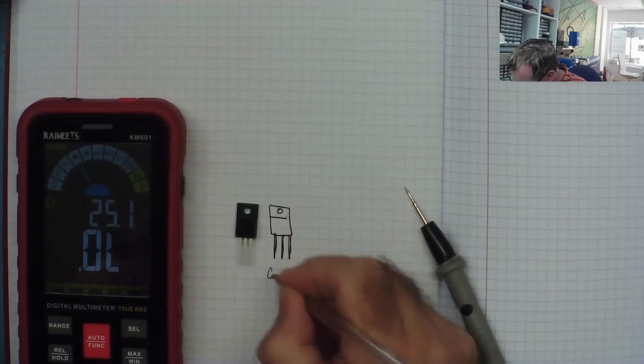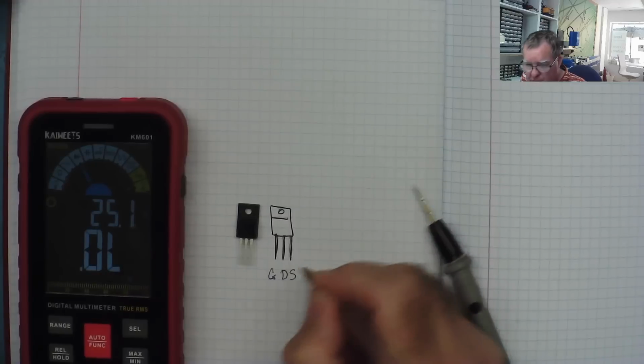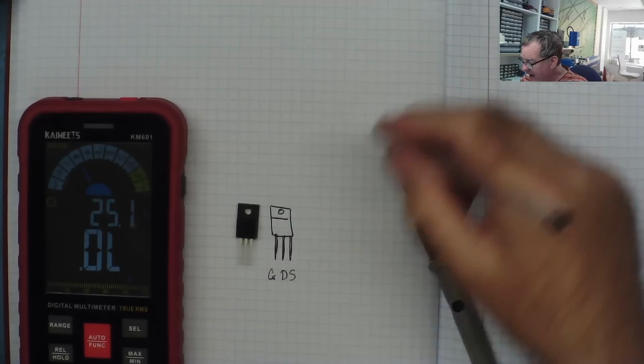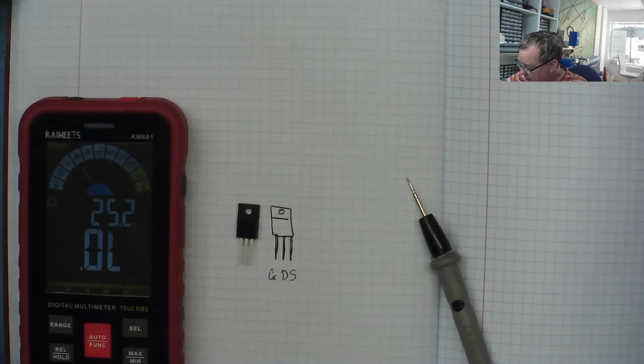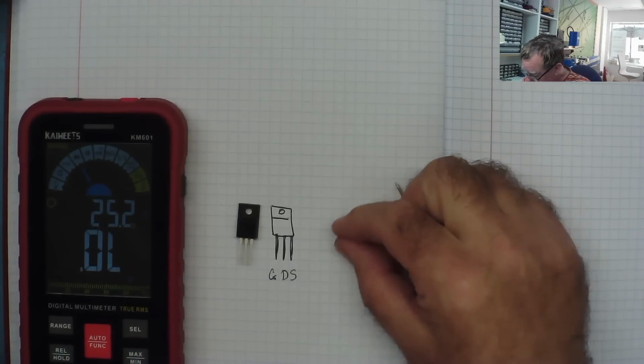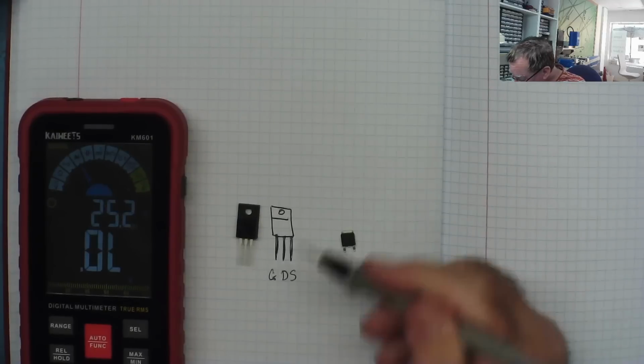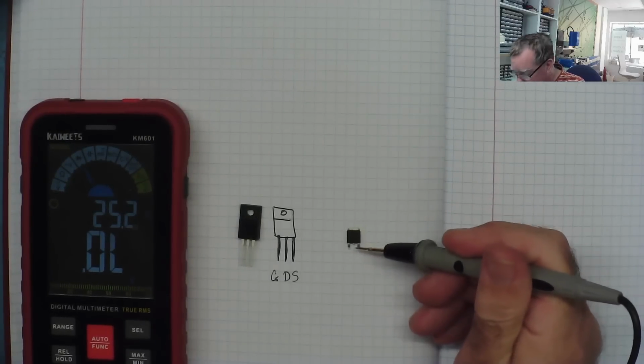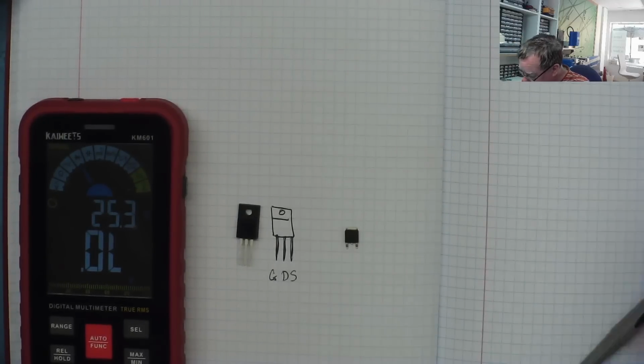We have gate, drain and source, and this is quite a common layout for MOSFETs. We'll also have a P-type of MOSFET, so we have one here. This happens to be a surface mount one. So the tab is the same connection as the middle pin, which is cut off basically.